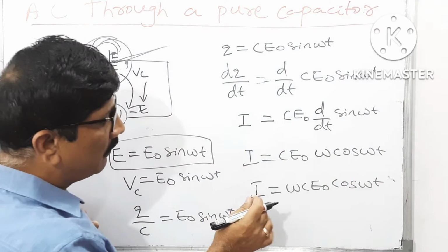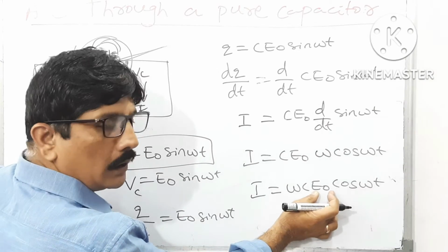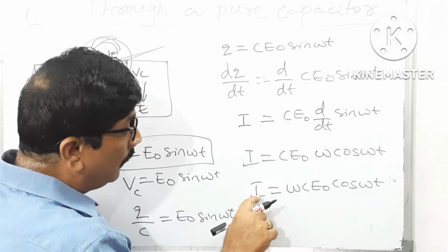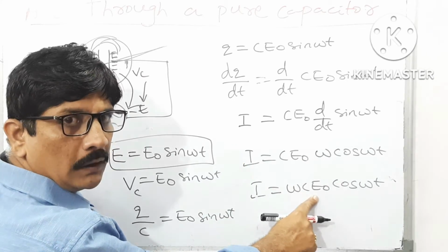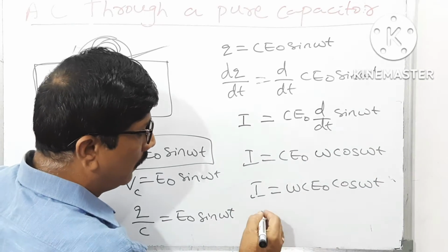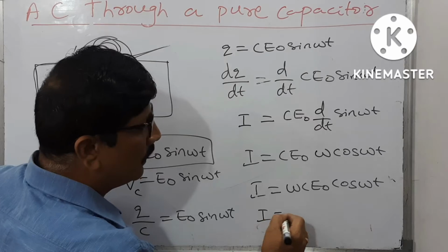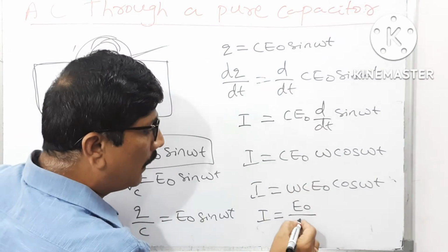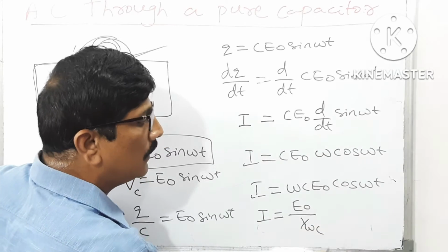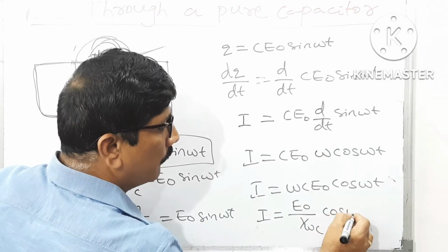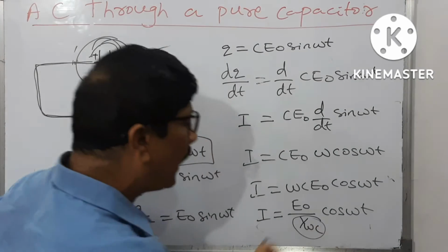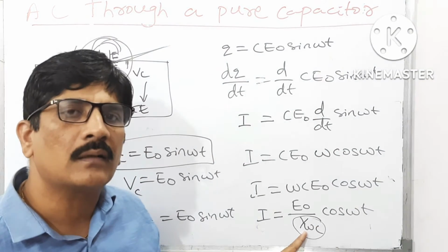Now you just observe, this is a current, but this is electromotive force of peak value. This is the instantaneous current. But this current should be in terms of the peak value of the current, but it's not there. Just you rewrite this equation in this way. You write this E naught as it is, but if you bring this omega C, it becomes 1 by omega C cos omega t. Here this 1 by omega C is acting as a resistance of the capacitor.